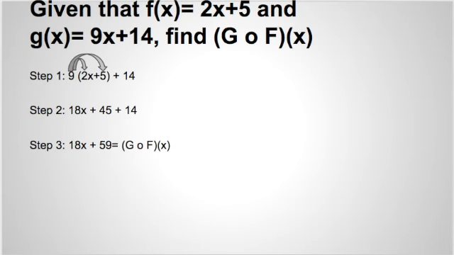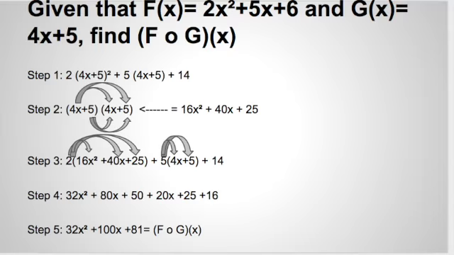Our second example, given that f of x equals 2x plus 5 and g of x equals 4x plus 14, find g of f times x. So you look and you see 9x. So you go into your step 1, 9, where the x is. You'll put in your original f of x, 2x plus 5, plus 14. And you multiply your 9, and back to simple algebra, with step 2 being 18x plus 45 plus 14, which gives you your final answer, 18x plus 59 equals g of f times x.